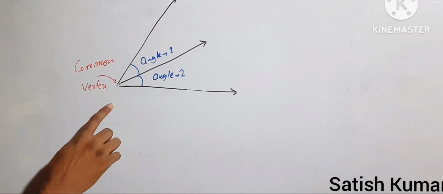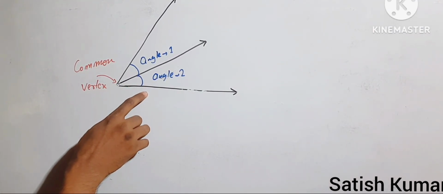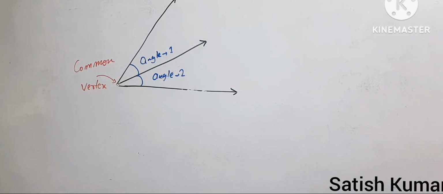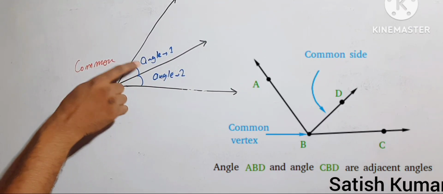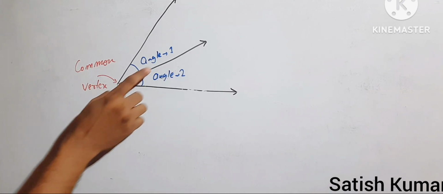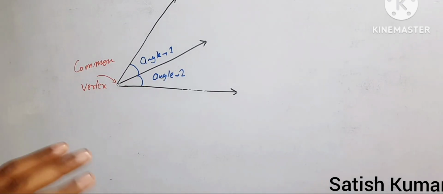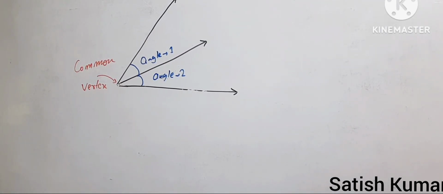This point is common for everyone. This angle is made by using this leg and this one, and this other angle is made on this one. If you see, a common side is also there for both the angles, so it has a common arm also, and a common vertex. Adjacent means side by side, so something common will be there. Adjacent angles share a common point and a common side also.